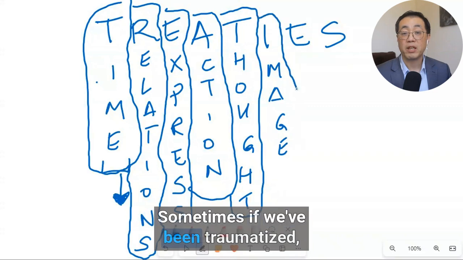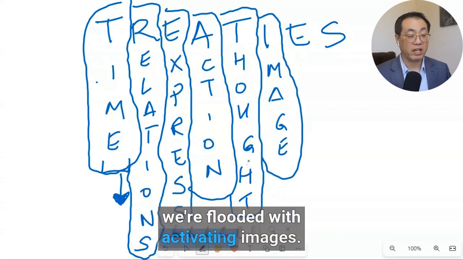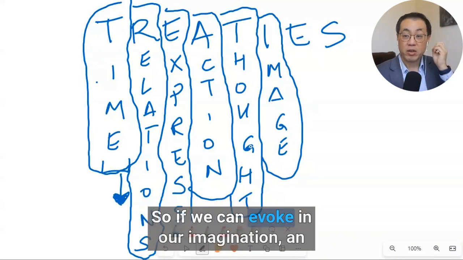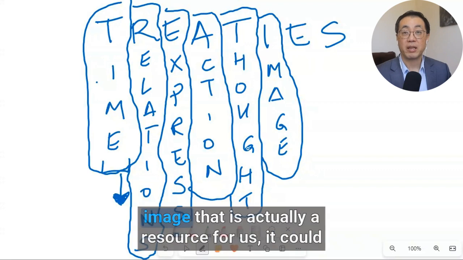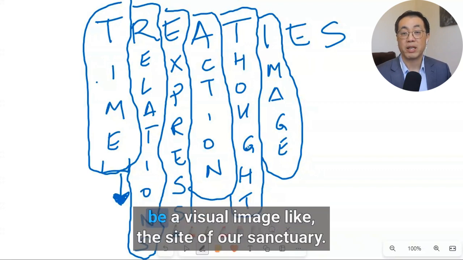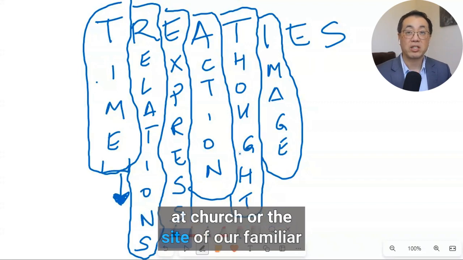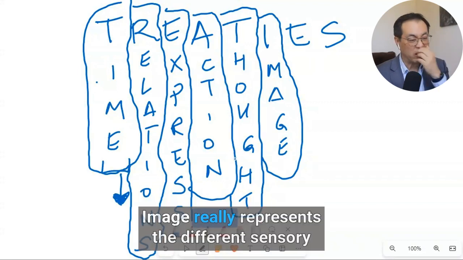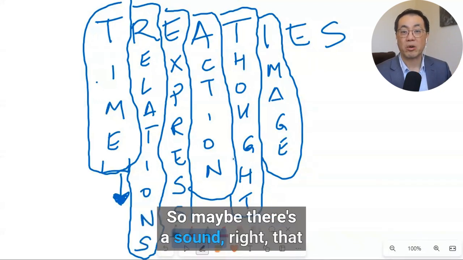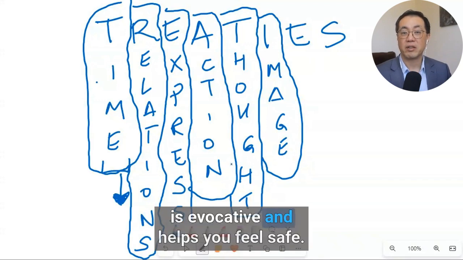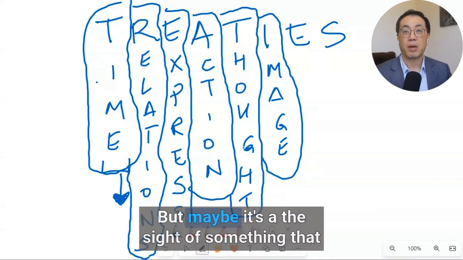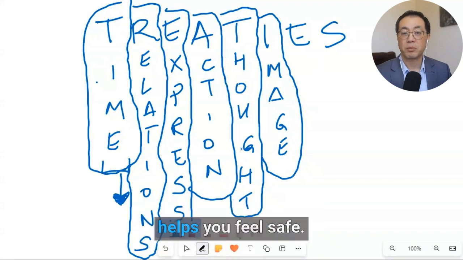I stands for image. Sometimes if we've been traumatized, we're flooded with activating images. So if we can evoke in our imagination an image that is actually a resource for us, it could be a visual image like the sight of our sanctuary at church, or the site of our familiar stomping grounds. Image really represents the different sensory kind of things. So maybe there's a sound, right, that is evocative and helps you feel safe, but maybe it's the sight of something that helps you feel safe.